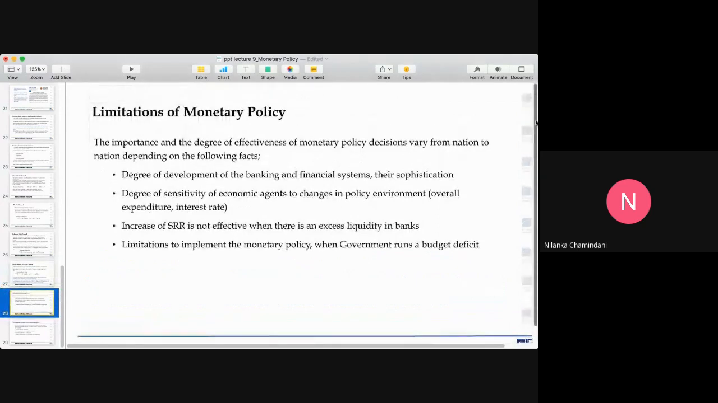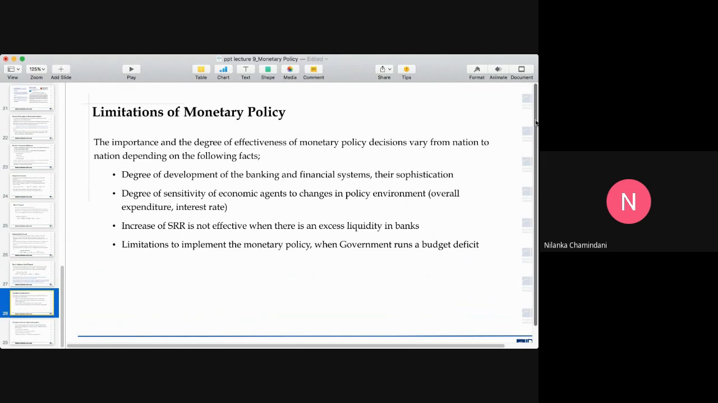The limitations of monetary policy. So what are the limitations of monetary policy? The importance and the degree of effectiveness of monetary policy decisions vary from nation to nation depending on the following facts. It is also a very interesting fact. Degree of development of the banking and financial system and their sophistication. That's what we discussed a while ago, the same point here. Degree of sensitivity of economic agents to changes in the policy environment. We also discussed how responsive we are to policy changes by changing our expenditure behavior and the way we respond to interest rate changes.